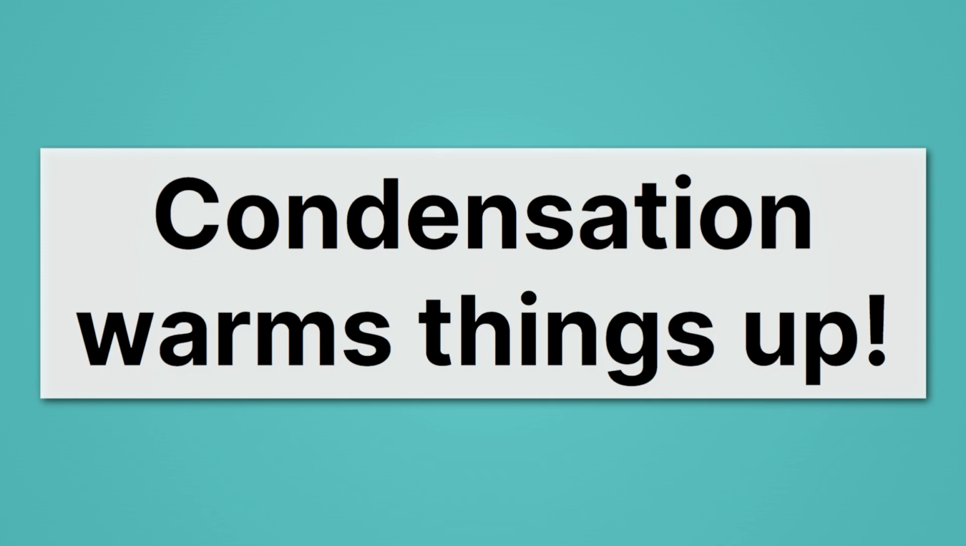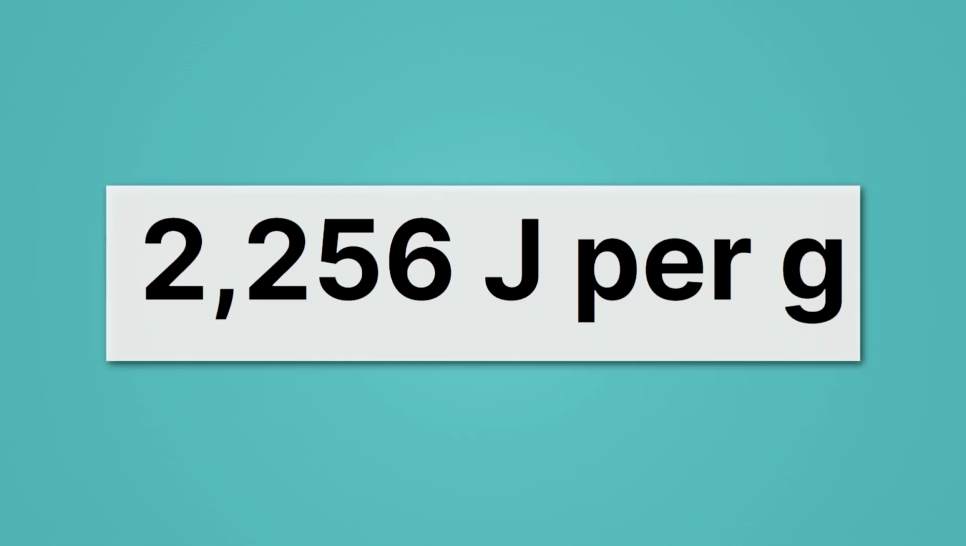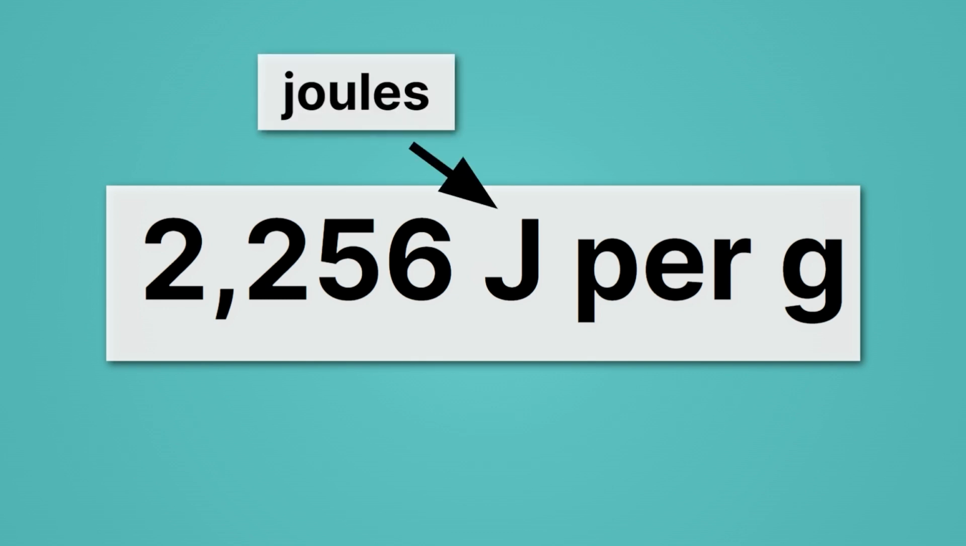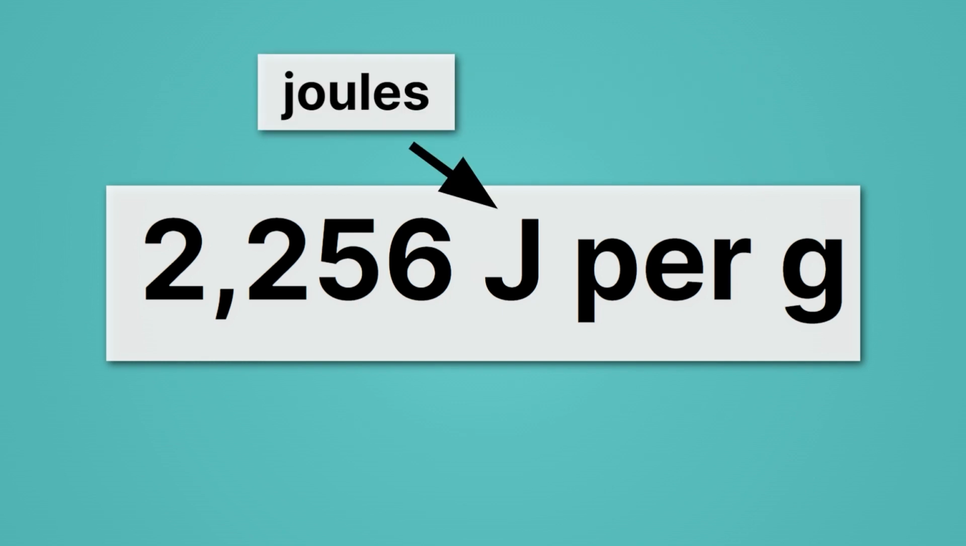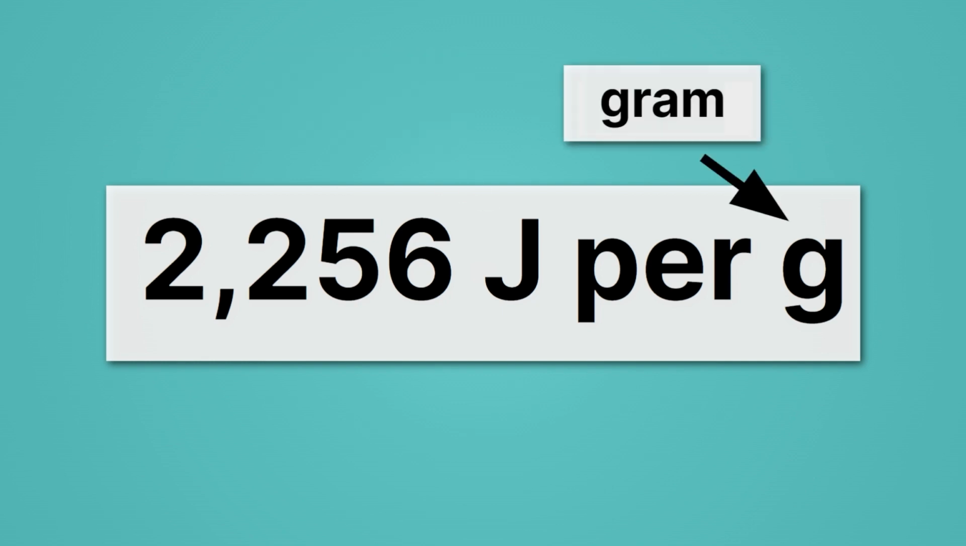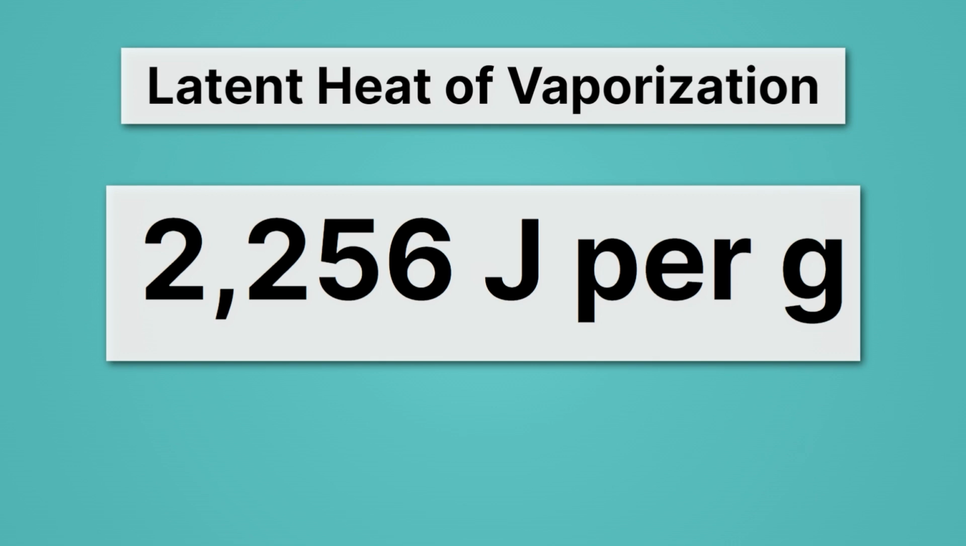But the question is, how much does condensation or boiling warm things up? Well, for water, this is the number. Okay, what does this mean? We have 2,256 joules per gram. That means that if we want to boil a gram of water, it will take 2,256 joules. Or if we condense some water onto, say, the surface of your drink, it will warm up your drink by 2,256 joules for every gram of water that condenses. We call this the latent heat of vaporization.